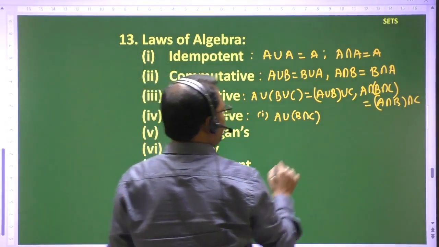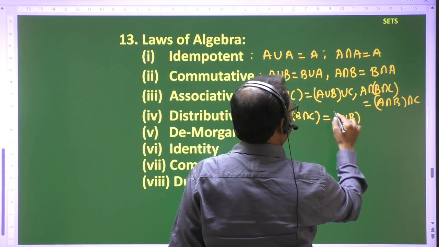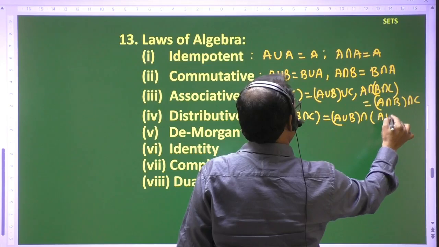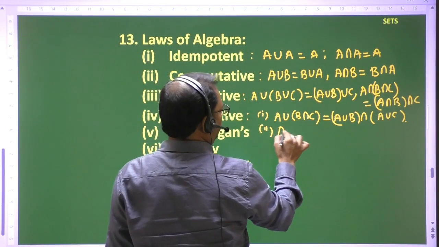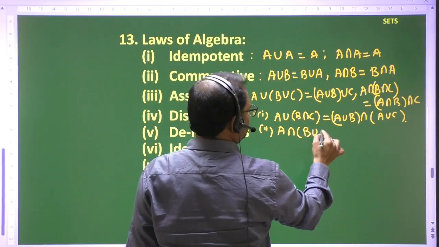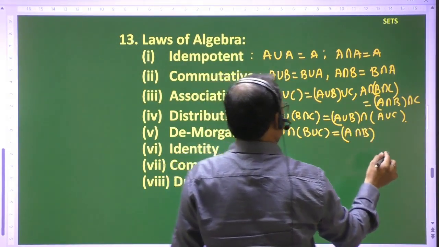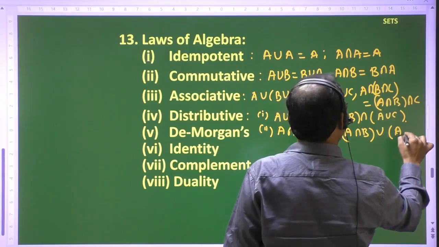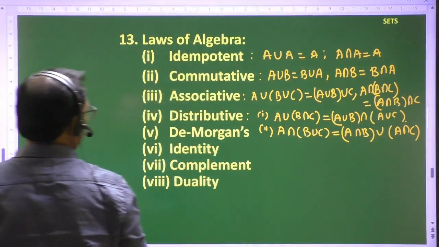Distributive property says, number 1, A union (B intersection C) is (A union B) intersection (A union C). Now if you have A intersection (B union C), it will be (A intersection B) union (A intersection C). By the Venn diagram, you can very easily do this.